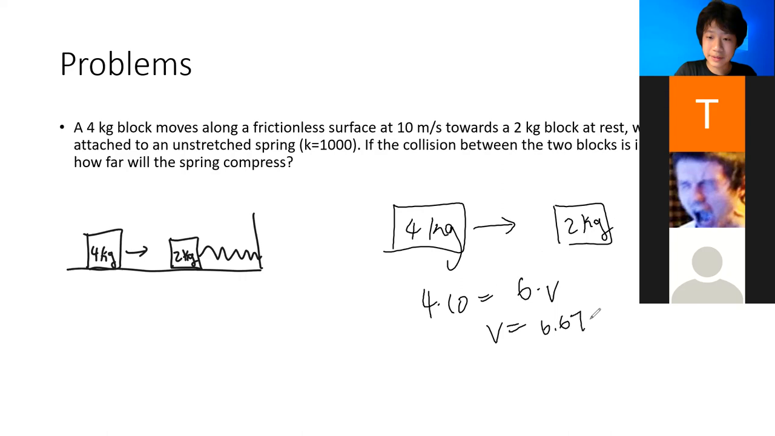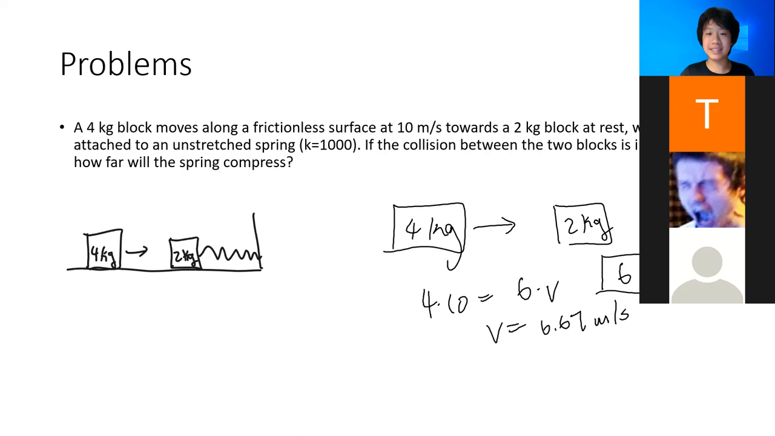So right after the collision, like the instant after these two blocks collide, before the spring has even started compressing yet, it is now turned into a 6 kilogram block moving at 6.67 meters a second. Okay, so we've condensed the problem down to, we've basically done the first problem now, all right?